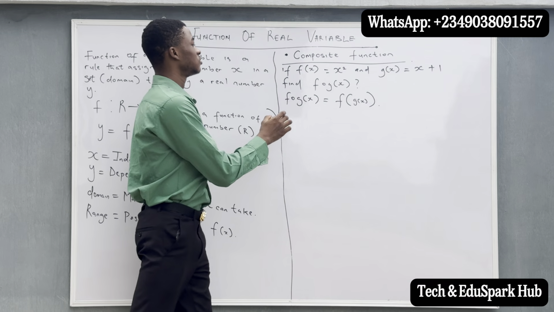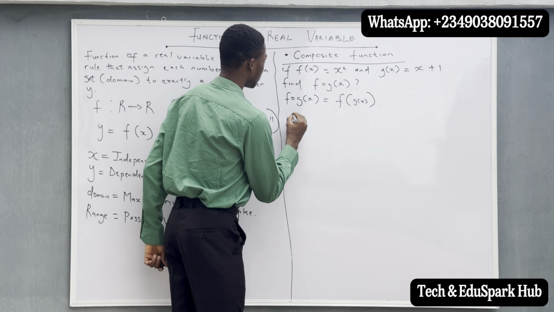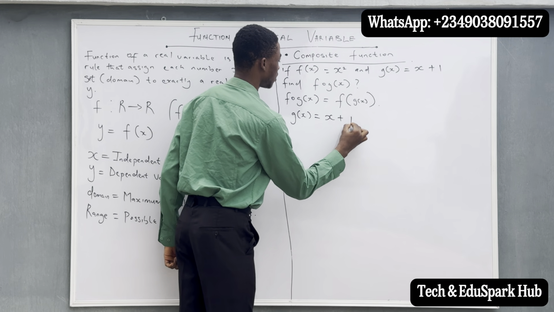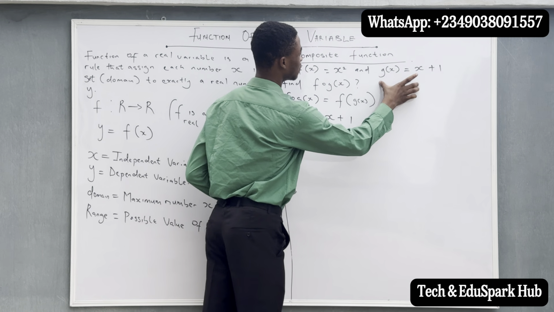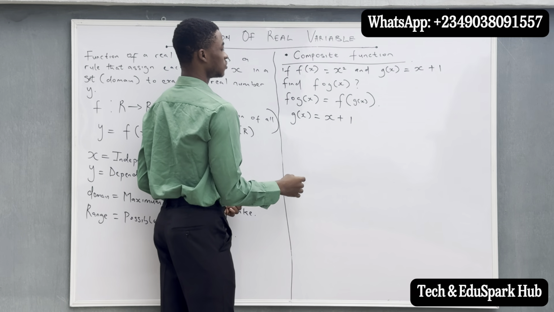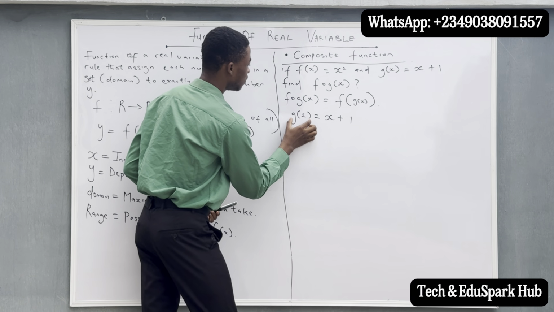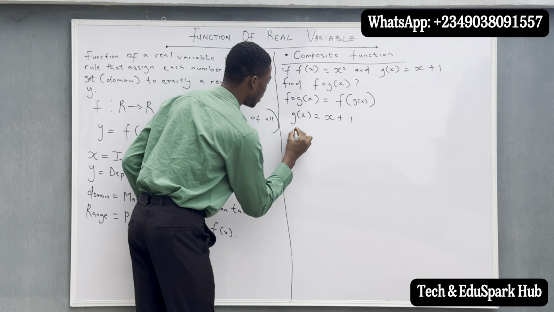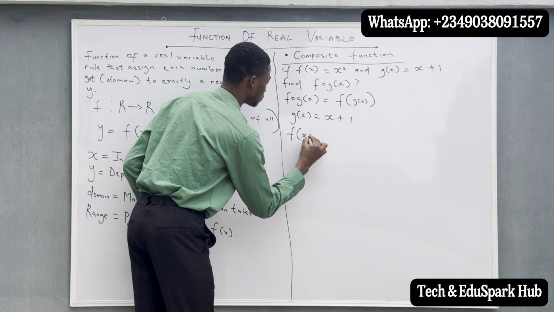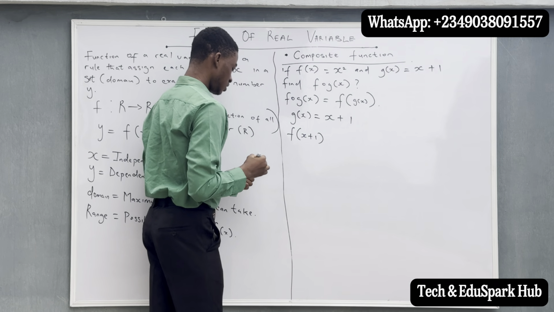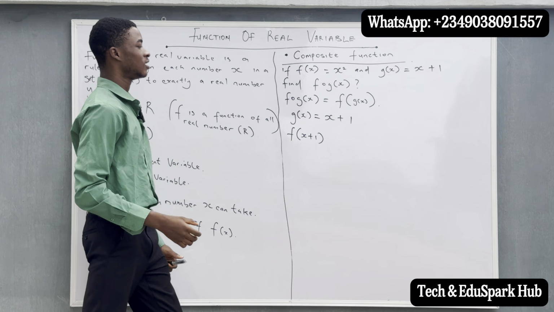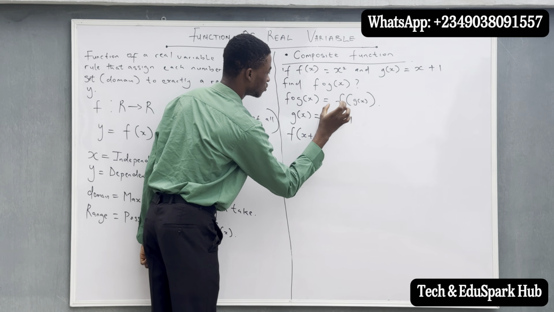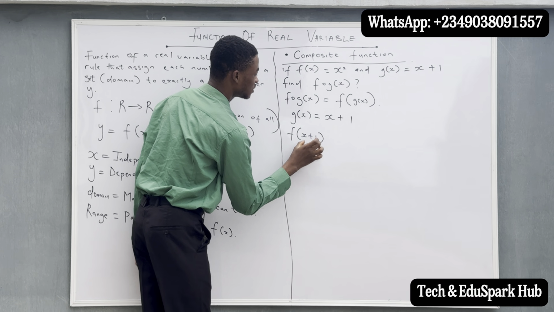So now going back to this equation, what is g of x? Our g of x is equal to x plus 1. So you can see the g of x from the question we are given is x plus 1. So we can now input this g of x into this equation. Remember that g of x is now x plus 1. So we have f of x plus 1. You can see what is going on behind the scene.